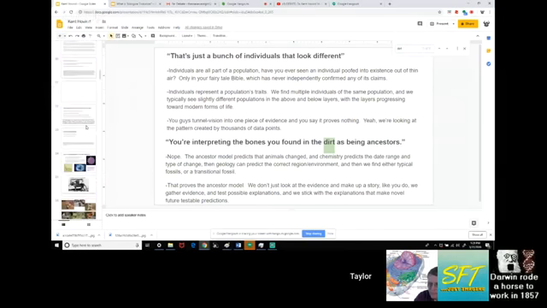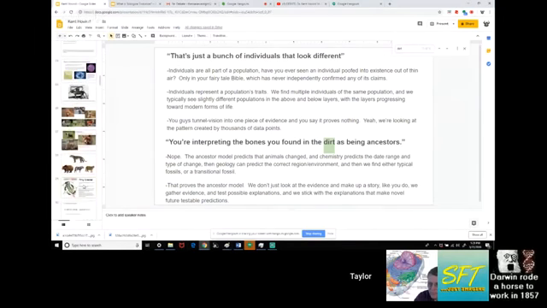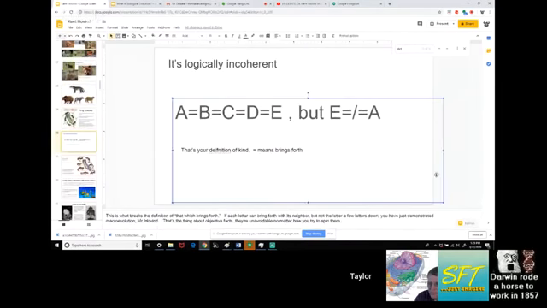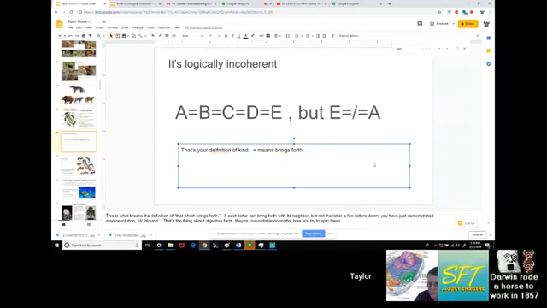As for ring species, when A equals B equals C, I was using equals to mean brings forth. So A can bring forth with B, B can bring forth with C, C can bring forth with D, and D can bring forth with E. That means that they're all the same kind, according to Hovind's definition. But his definition is broken because we can see that E cannot bring forth with A.